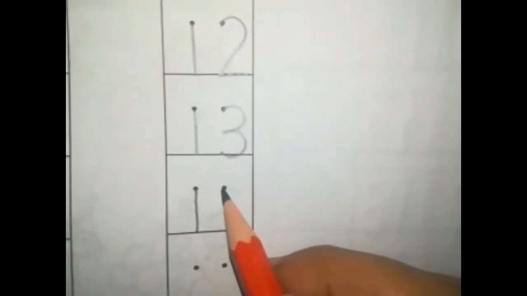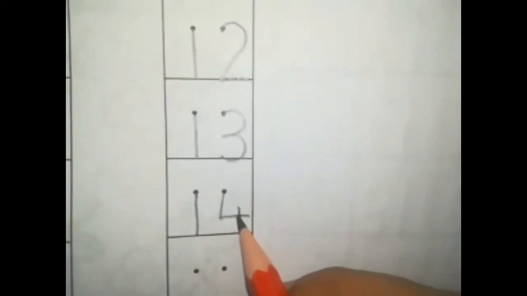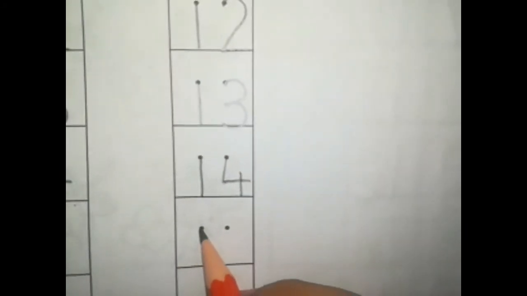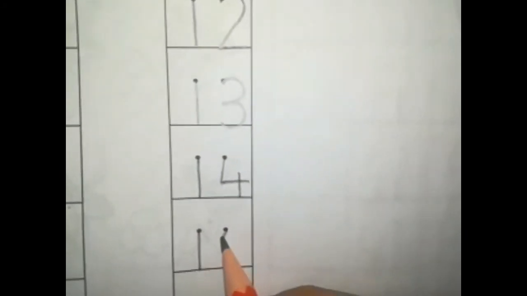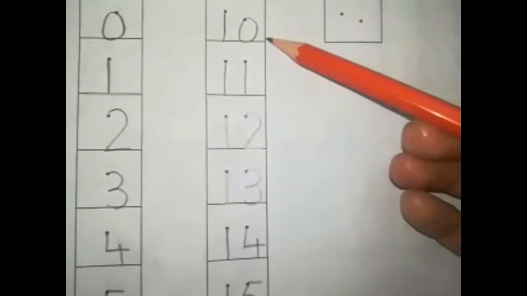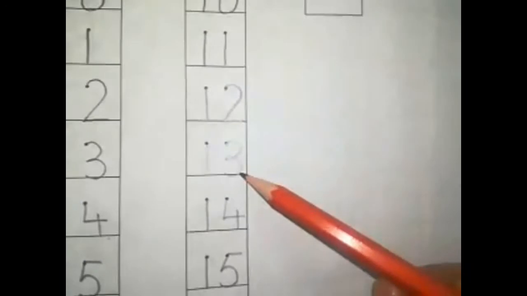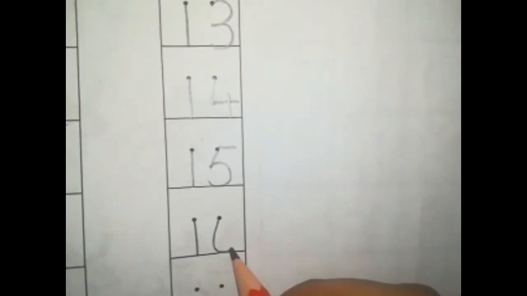14. 15. Revise the counting. 10, 11, 12, 13, 14, 15. Yes, what will be the next digit? 16. Very nice, class. Shabash. 16. Make a straight line.